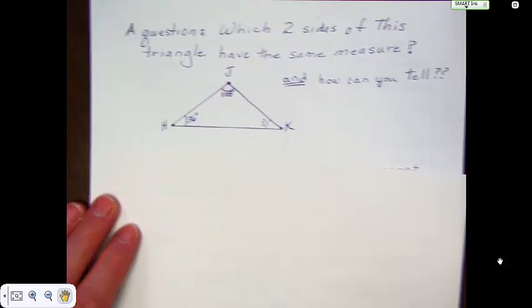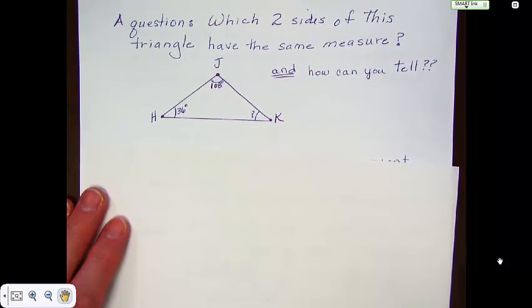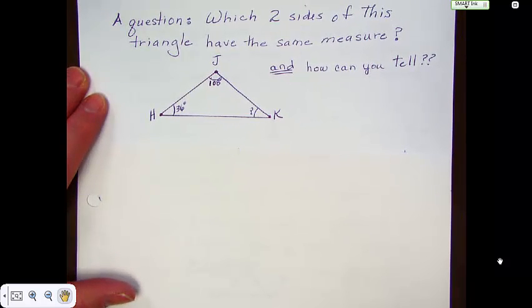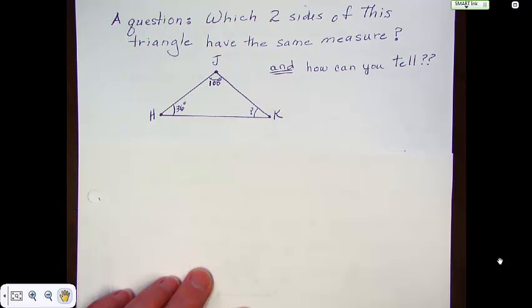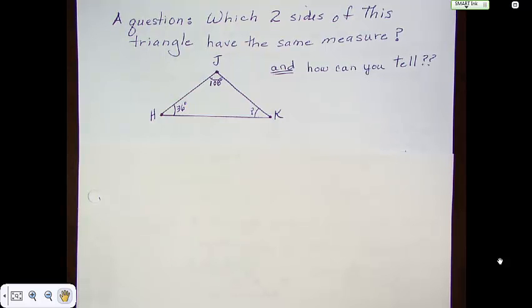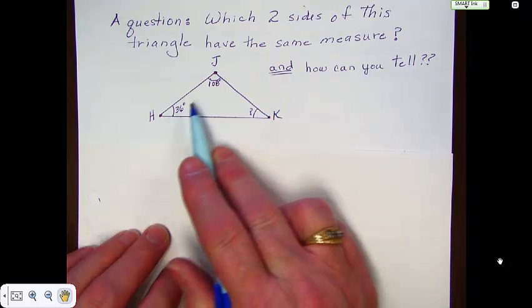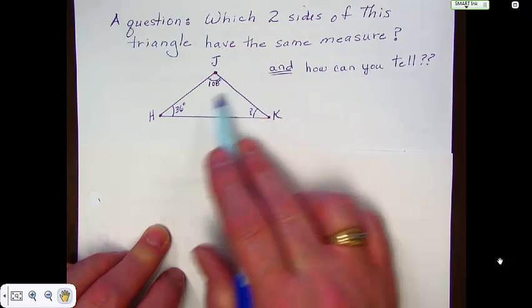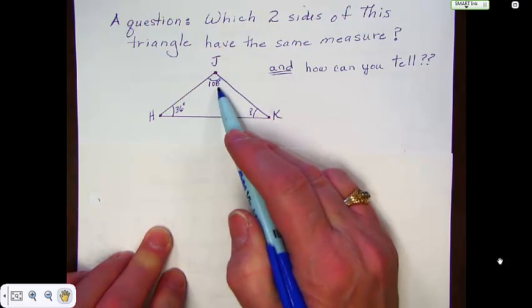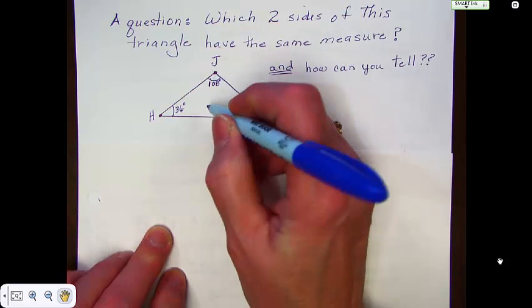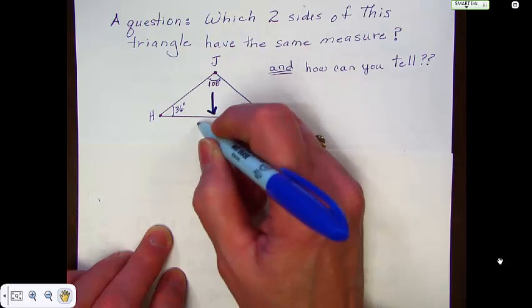Okay? So, a question. Which two sides of this triangle have the same measure? Well, think about it for just a second. Remember, we kept saying the side across from there. Okay. Obviously, this one's 108. It's clear across. This one across from here. This is the longest side.